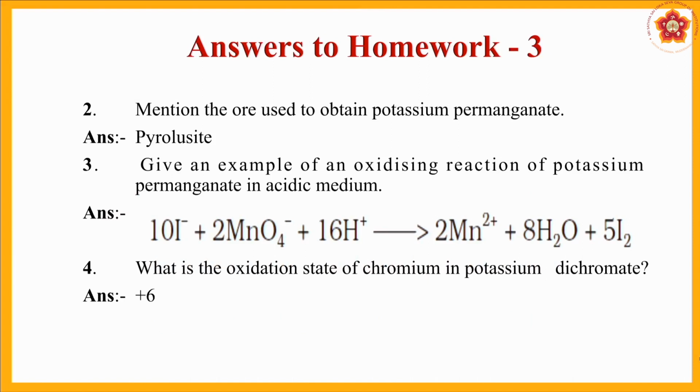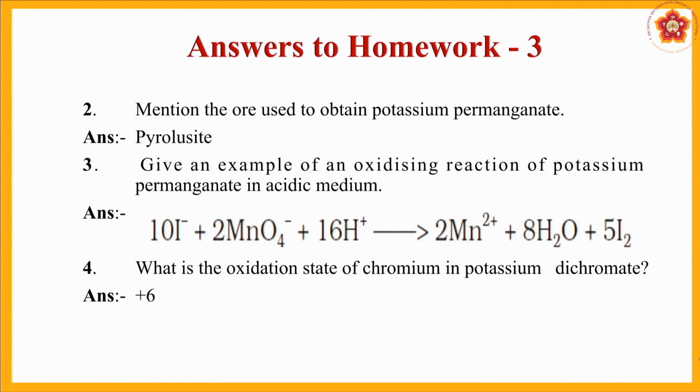Moving on to the second question, mention the ore used to obtain potassium permanganate. The ore utilized here is pyrolusite, whose formula is MnO2. With that ore you can prepare potassium permanganate. The third one asks for an example of an oxidizing reaction of potassium permanganate in acidic medium. In acidic medium, potassium permanganate gets converted from the +7 state of manganese to the +2 state of manganese, and that is how the balanced chemical reaction can be written. For this you can use the support of the redox reaction chapter that you studied in first year.